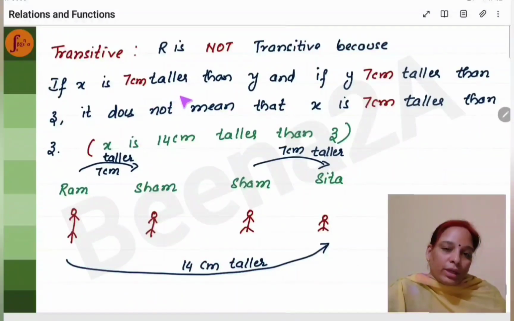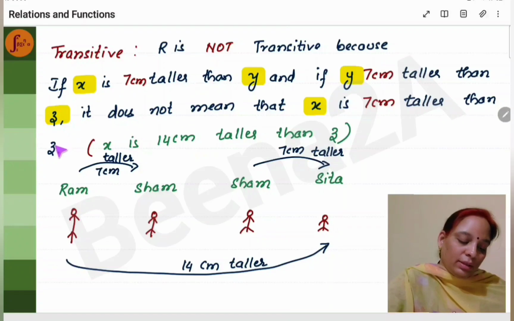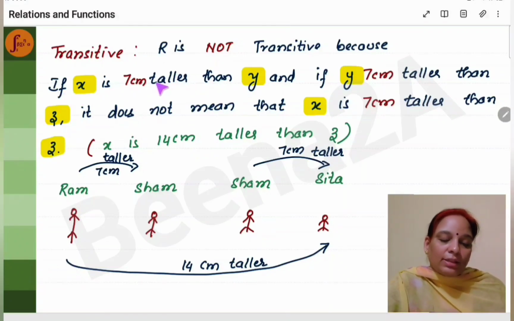Now let's look at the transitive case. Here, you should take x, y, z and x, z. This is the combination. If x is 7 centimeter taller than y and if y is 7 centimeter taller than z, it does not mean that x is 7 centimeter taller than z.